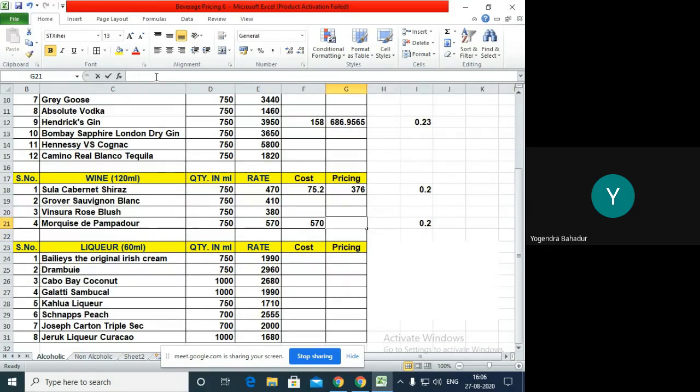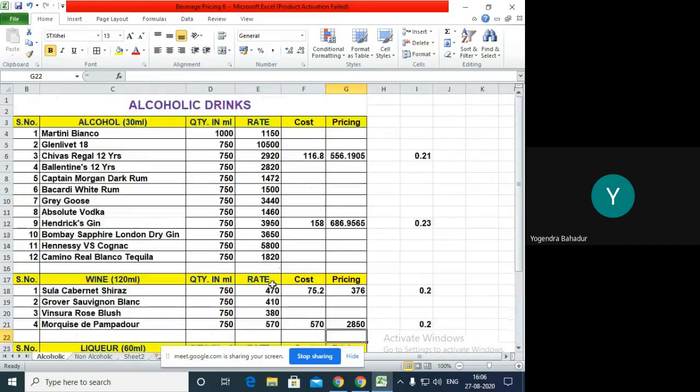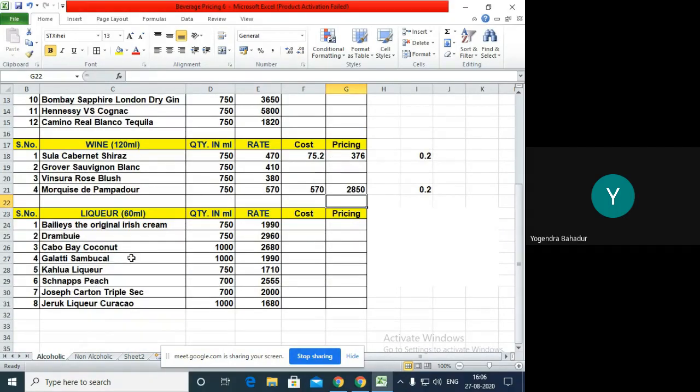In order to find the menu selling price of this particular Marcus de Pompadour, it will be equal to 570, which is the cost of one bottle, divided by this decimal percentage 0.2. So it is coming around 2850. So this is all about the wine and the spirits. Now moving to the liquor part. After that we will touch the cocktail part, and that will be enough for today.